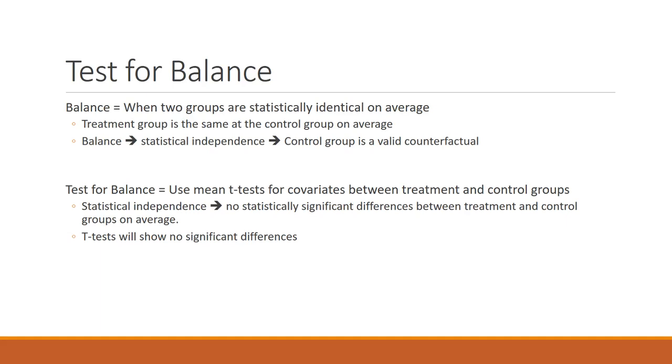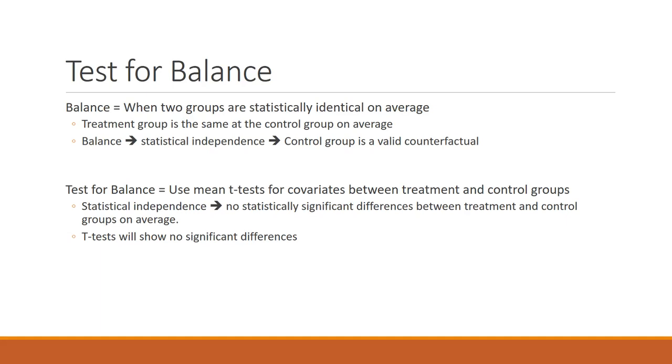Okay, so we want our treatment group and our control group to balance. That means we want them to be the same on average. If my treatment group and my control group balance, that means that they have statistical independence. That means our control group is a valid counterfactual. All right, so we want our treatment group and our control group to balance. And so now what we do is we conduct a test for balance. We test to see whether or not our treatment group is, in fact, the same as our control group on average.